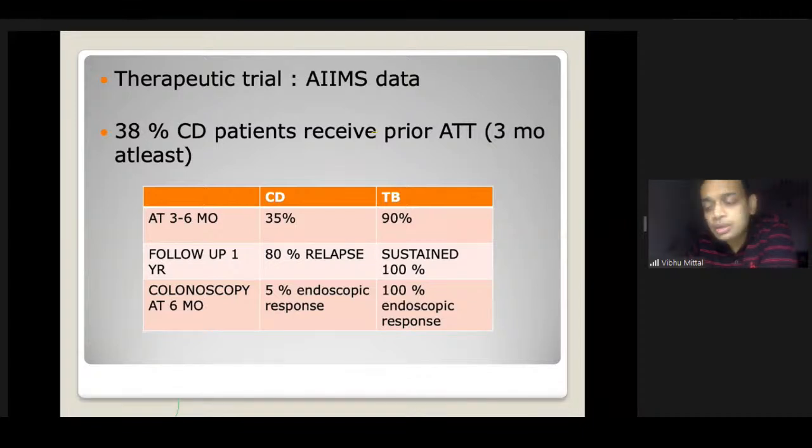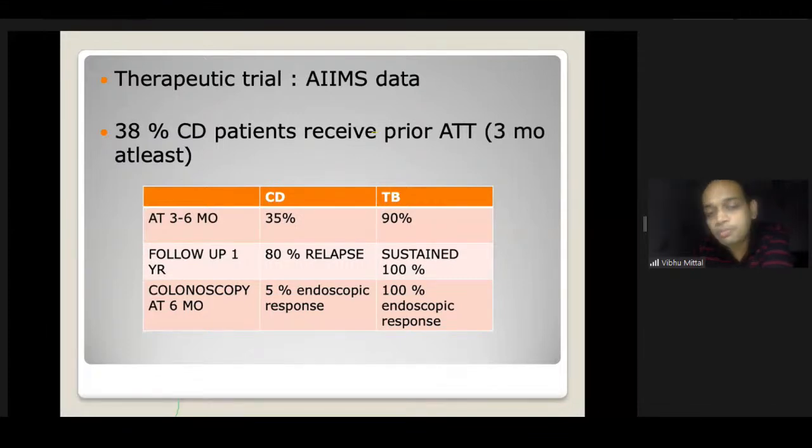In Asia, in the East, where tuberculosis is rampant, it was not 360 Crohn's patients, it was 35% of their 350 Crohn's patients who had received ATT. So the number was around 120 only. So 120 Crohn's patients received ATT, and 150 tuberculosis patients received ATT. At 3 to 6 months, even 35% of Crohn's patients had shown clinical response. Clinically, they had improved, while around 90% of tuberculosis patients had clinically improved.